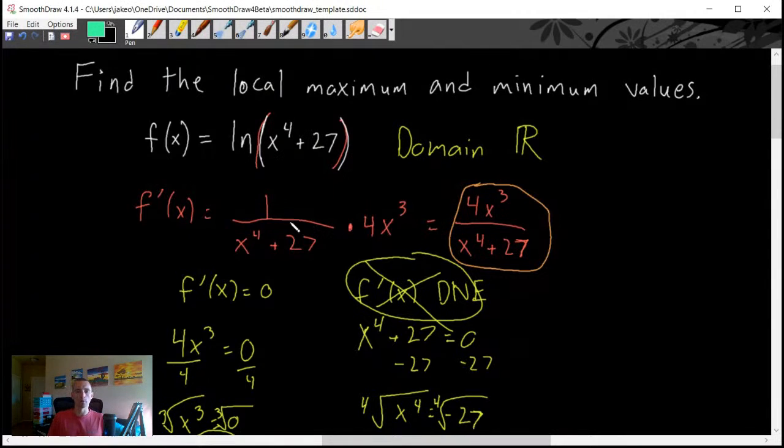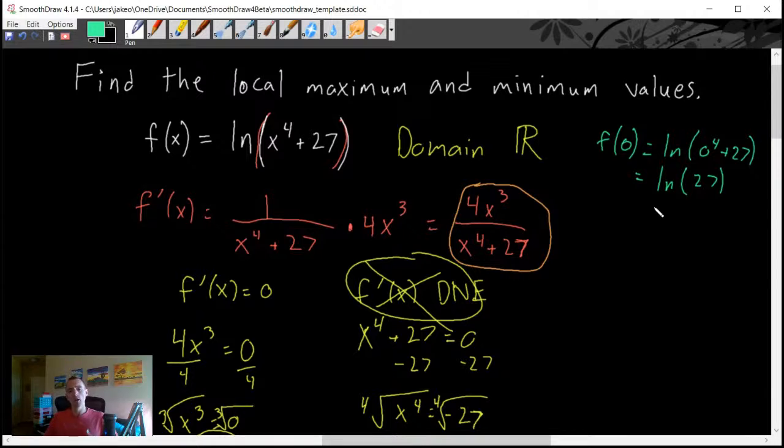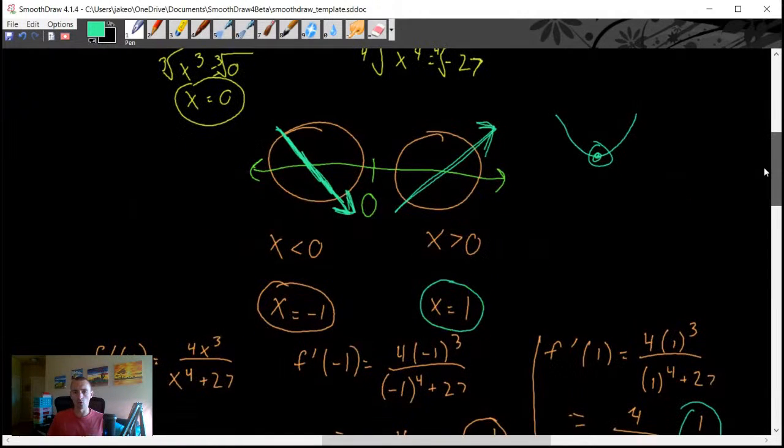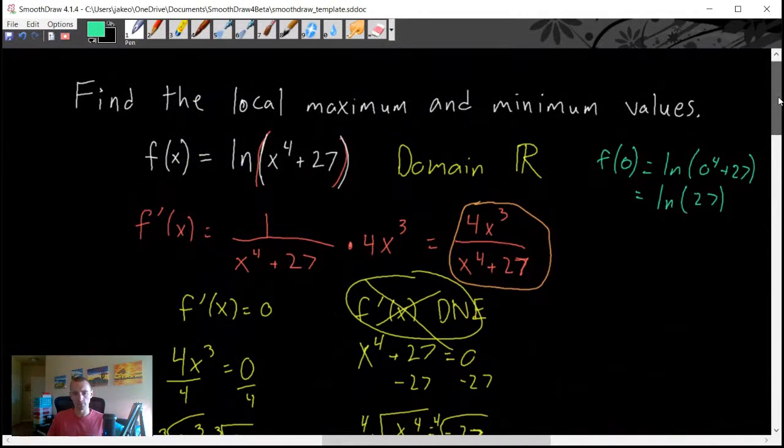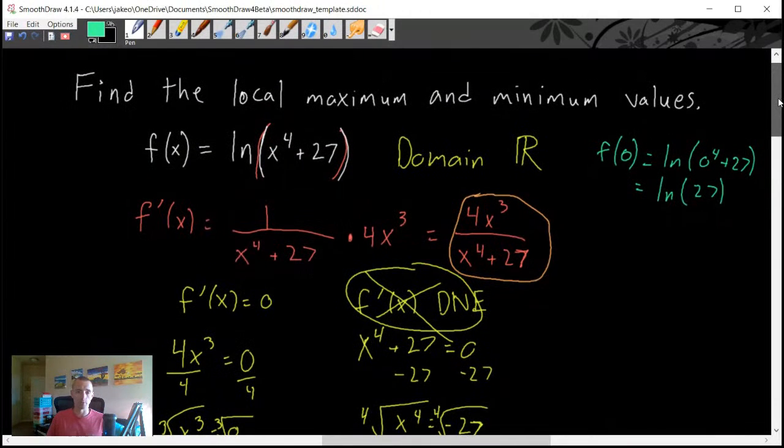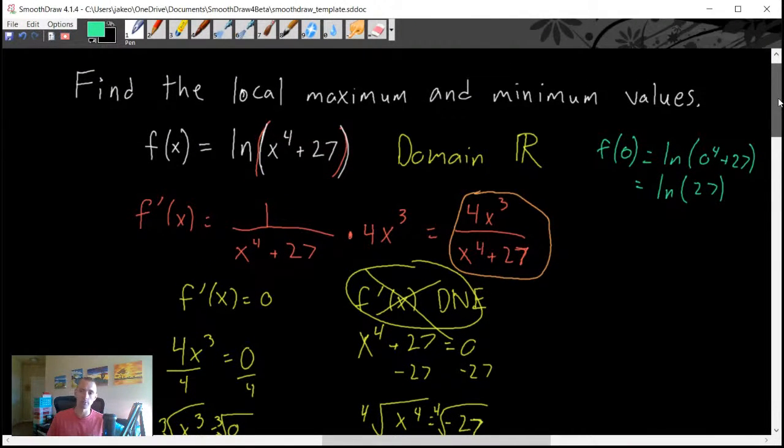Now, if we wanted to find the actual minimum value, we could just simply plug in x equals 0 into our original function and figure out what that value is. 0 to the 4th power is 0, plus 27 just leaves us with natural log of 27, which you could just plug into a calculator to figure out what number that actually is. But that would be a local minimum of this function. And that would be the only local minimum of this function. So that's it for that problem.